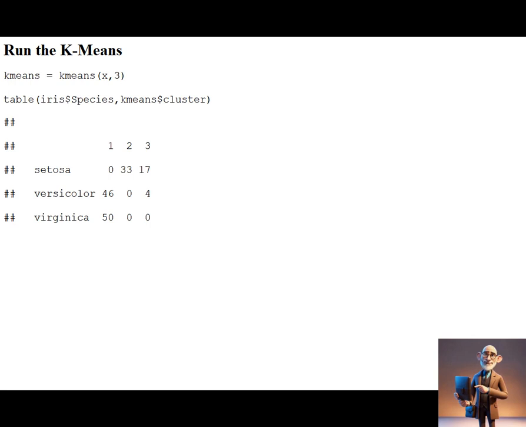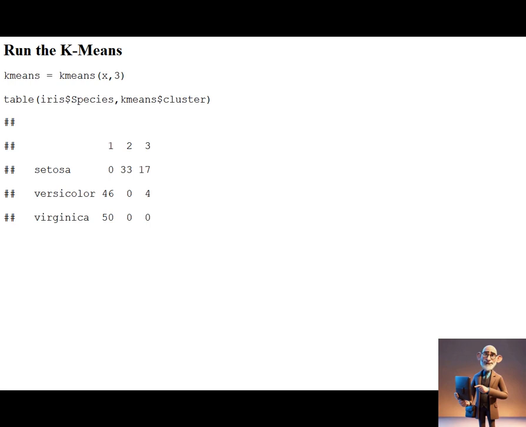This table helps us assess the agreement between the true species labels and the clusters assigned by the algorithm. The K-means cluster column in the output represents the cluster assignments generated by the K-means algorithm. The table compares these cluster assignments with the actual species labels from the iris dataset. Assessing the contingency table provides insights into how well the K-means algorithm aligns with the actual species labels. It helps evaluate the accuracy and validity of the clustering results.